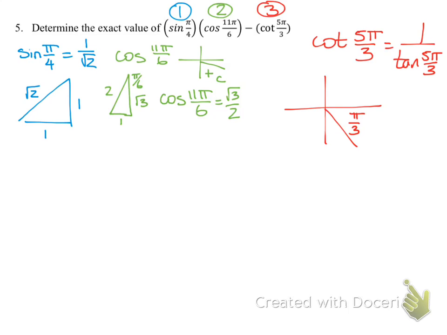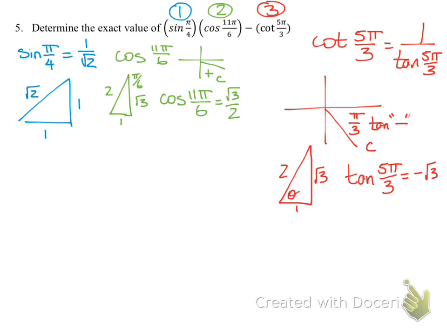Finally, cot 5 pi by 3, I know that that's 1 over tan 5 pi by 3. If I draw 5 pi by 3, it gives me this diagram with the related acute angle being pi by 3. And I know that there, I'm in the C quadrant, which means tan is negative. So there's my angle, 1, 2, and root 3, and tan 5 pi by 3 is equal to opposite over adjacent, which is root 3 over 1, but it's negative, so negative root 3. So that means that cot 5 pi by 3 is negative 1 over root 3.